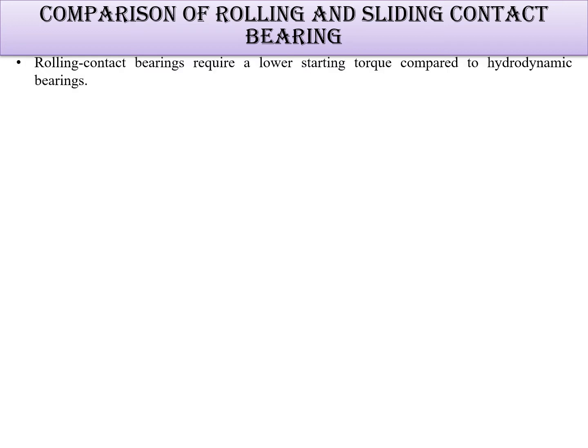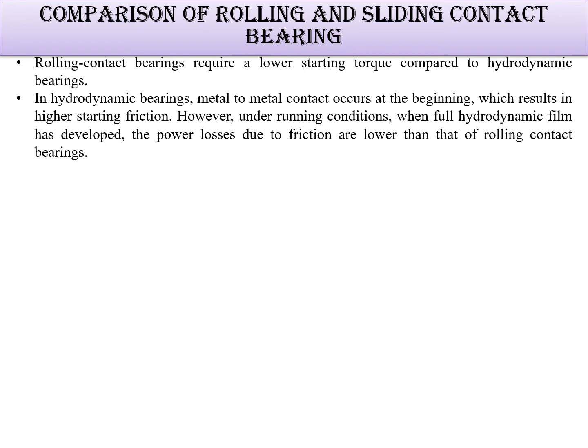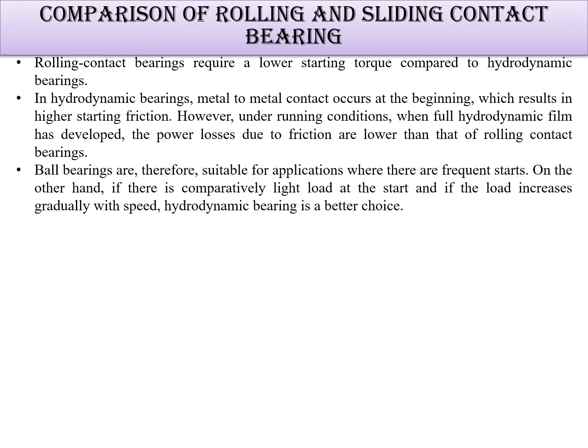Roller contact bearing requires lower starting torque as compared to hydrodynamic bearing because there is metal to metal contact only at the start, and as the speed gains, definitely there will be no metal to metal contact. Ball bearings are therefore suitable for applications where frequent starts are needed, like in automobiles. Aerodynamic bearings are used in many bigger applications like generators, the bigger generators which we see in power plants and bigger machineries.